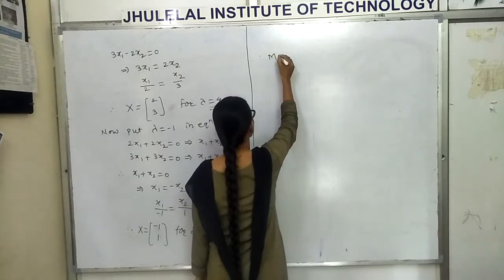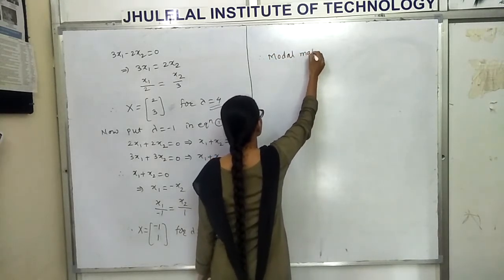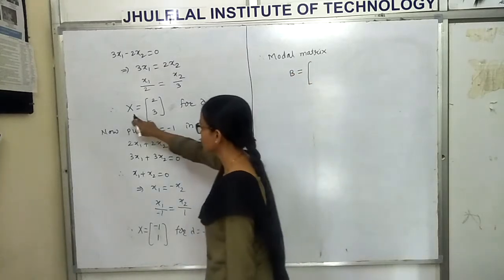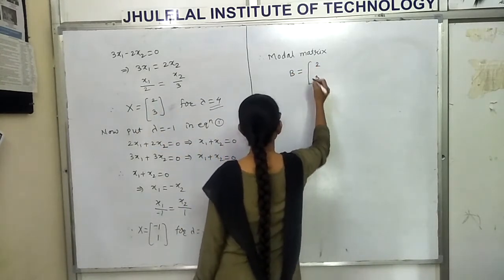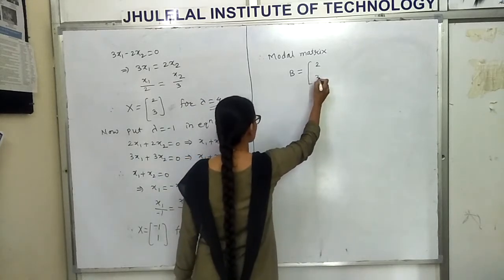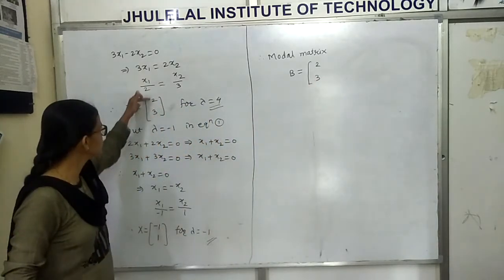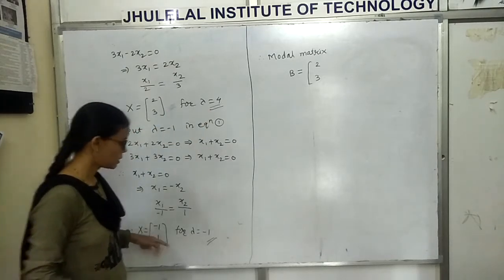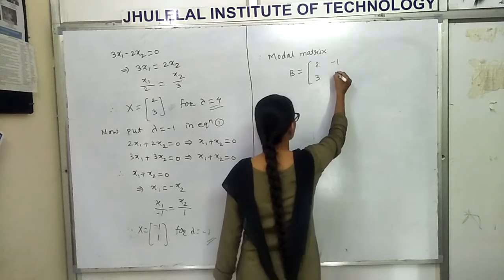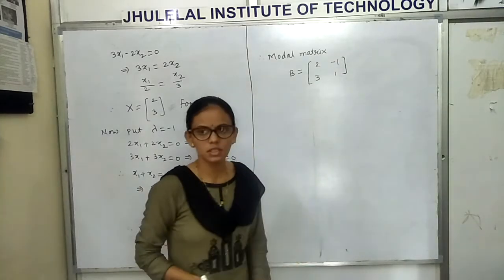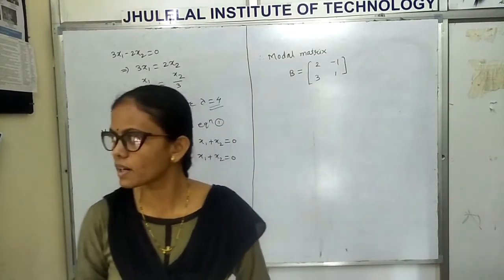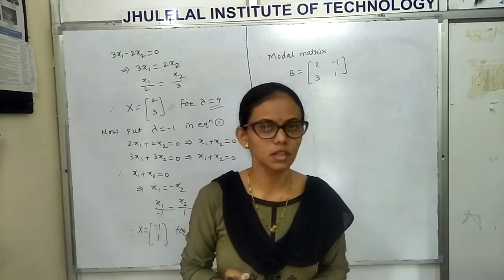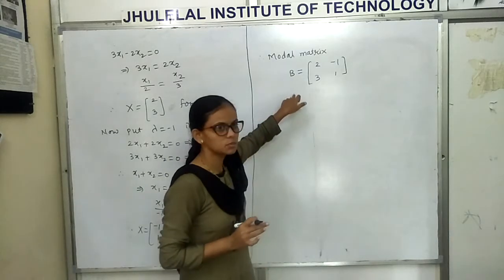Therefore model matrix capital B is equal to, first the vector 2 3. As it is a column we have to write it down as 2 3, the first eigenvector corresponding to 4, and next is -1 1. So this will be our second column. This is nothing but a model matrix. To find the model matrix means to calculate the eigenvalues and eigenvectors. That's it. In this way we got the model matrix.